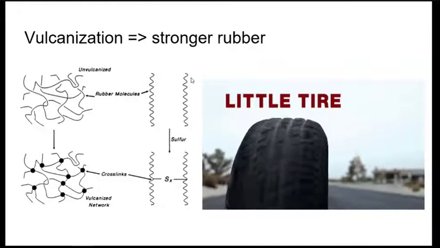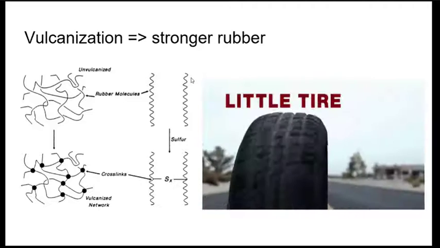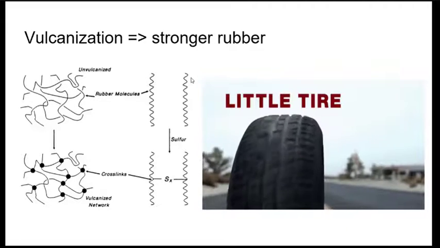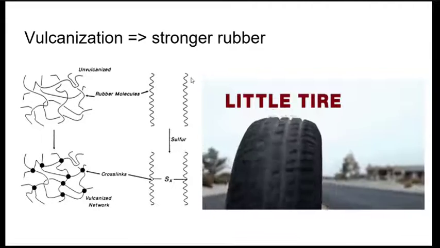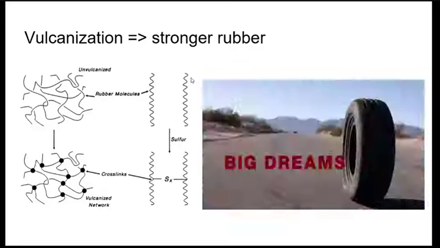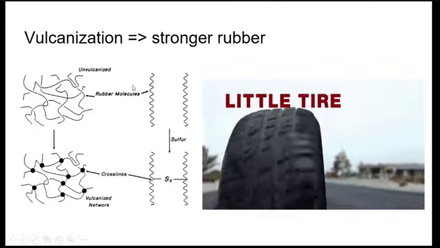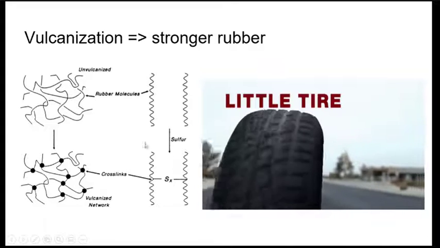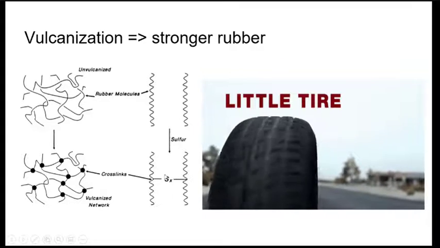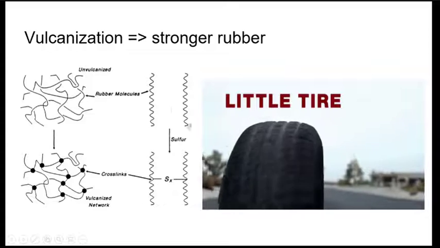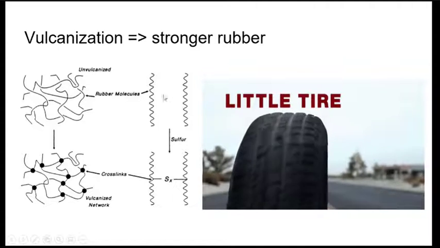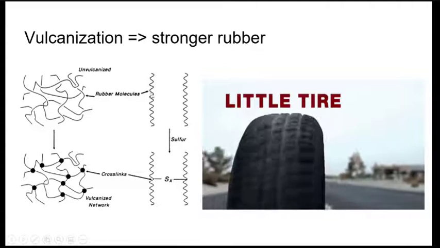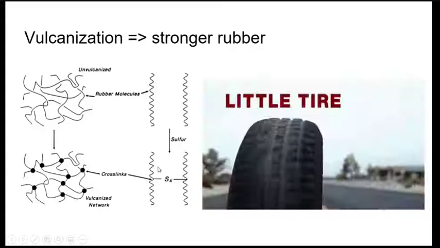Sulfur is responsible for a process called vulcanization, which sounds pretty dope, but it's a way to make rubber stronger, like in tires. Basically, rubber naturally exists like these polymers here, and when you add sulfur to it, it cross-links those strands, those polymers together, making it stronger.